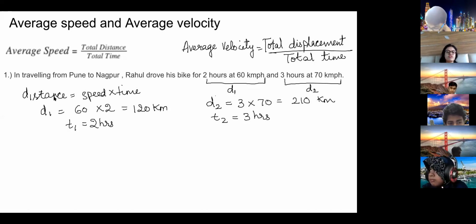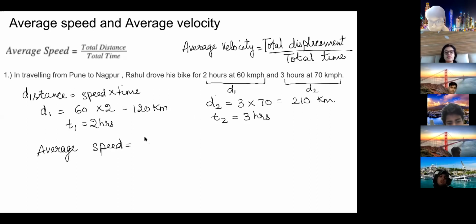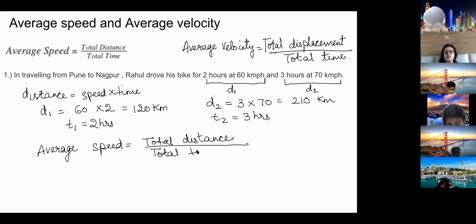So now using the formula, average speed is equal to total distance upon total time. Now what is total distance? Total distance is D1 plus D2. That is the total distance covered. And what is time? T1 plus T2. Total time is this.